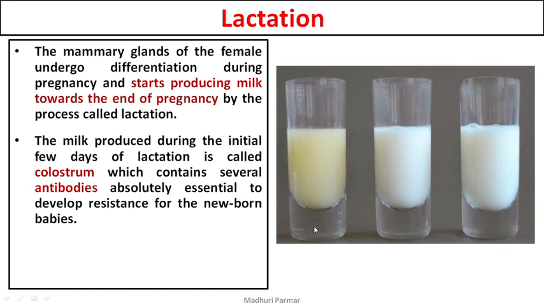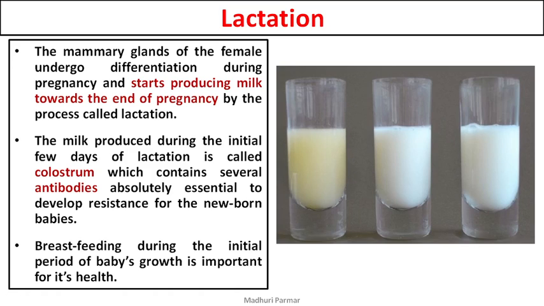Here in the three vials you can see the difference between the milk produced. The first one is the colostrum, which is secreted in the first few days of childbirth. Then it becomes a little lighter, and then finally it is quite light. The concentration as well as the amount also will vary, because the small baby has a very small stomach. So in the initial days the milk produced is thick, but in smaller amount. Later on the milk produced is thin, but larger in amount.